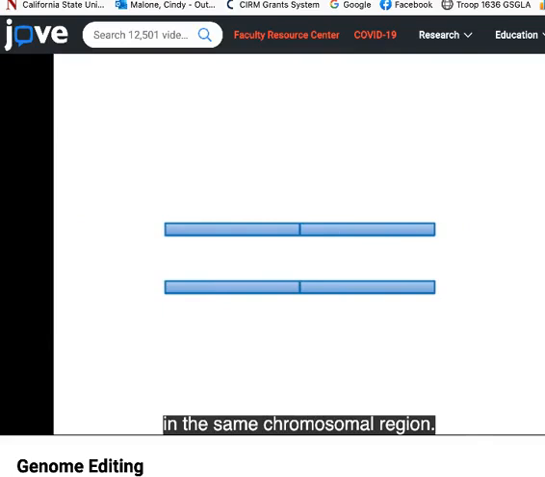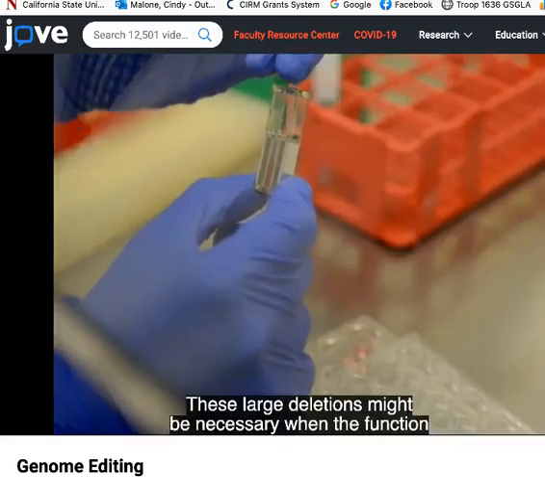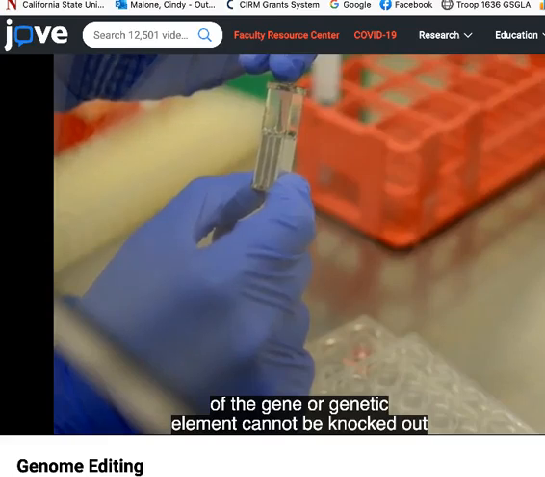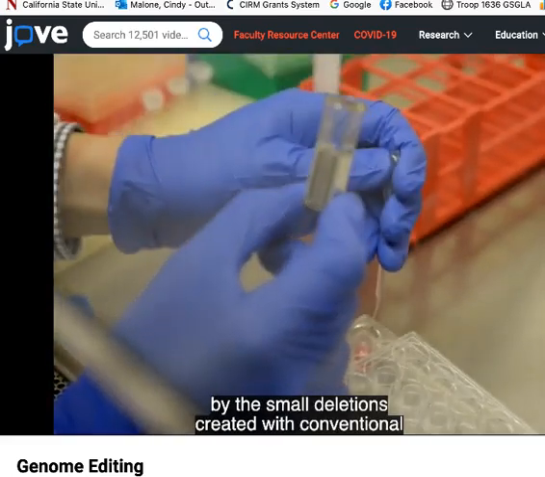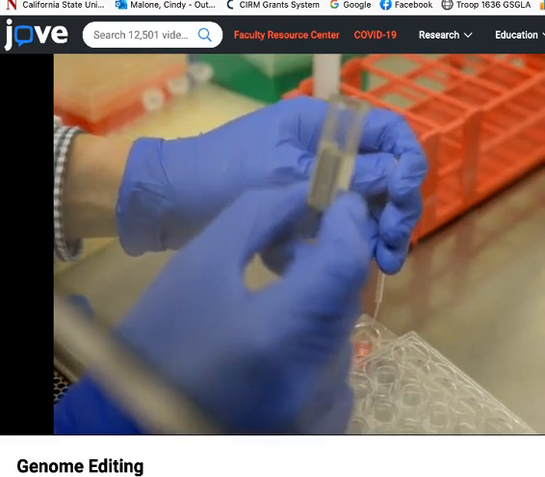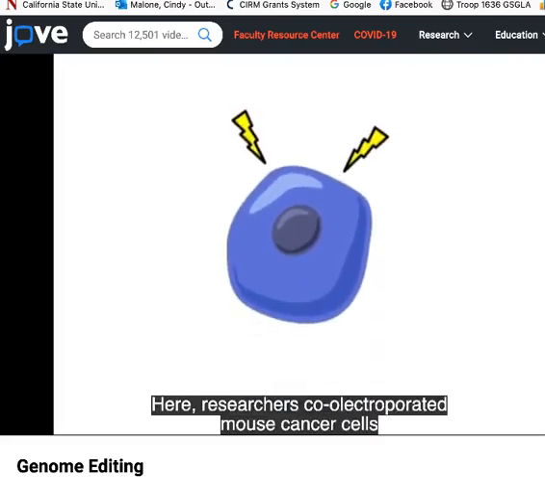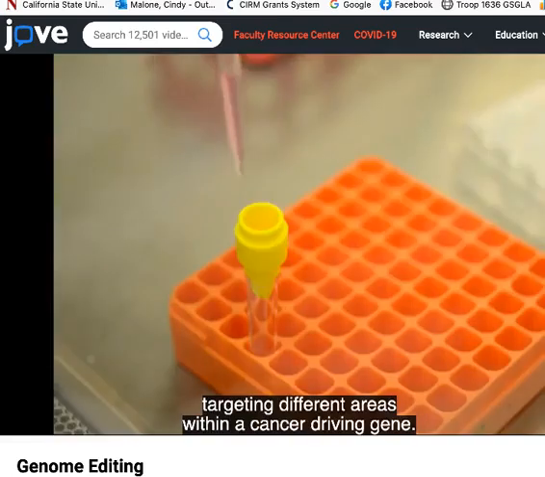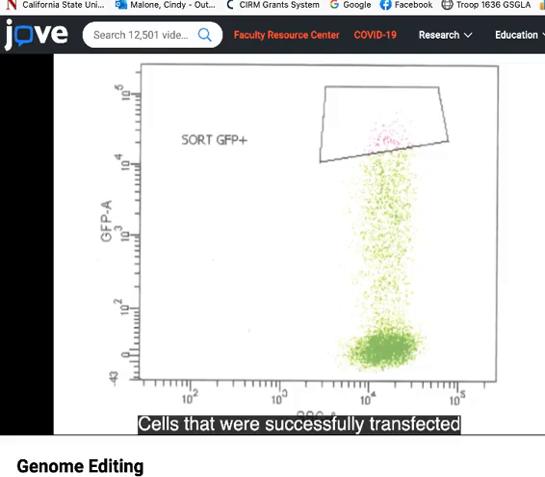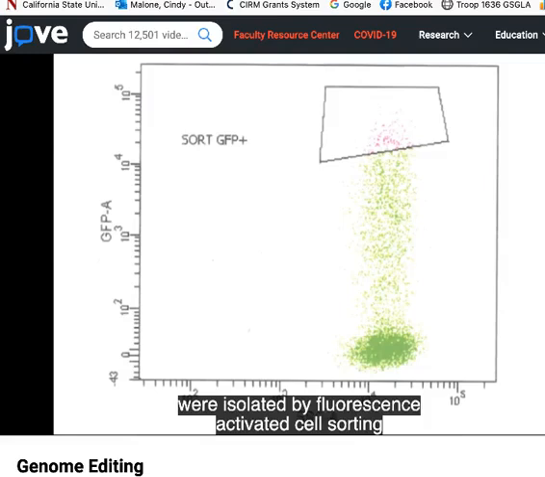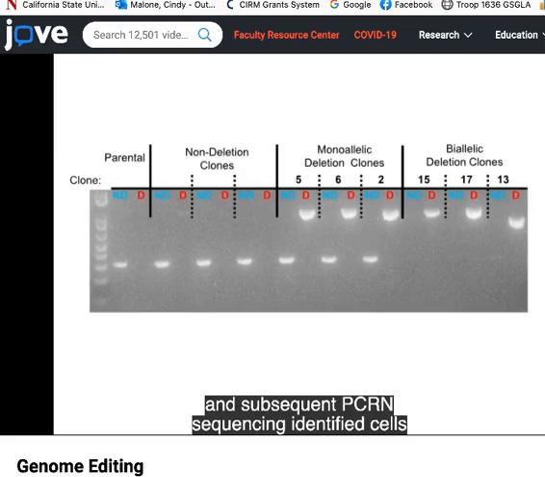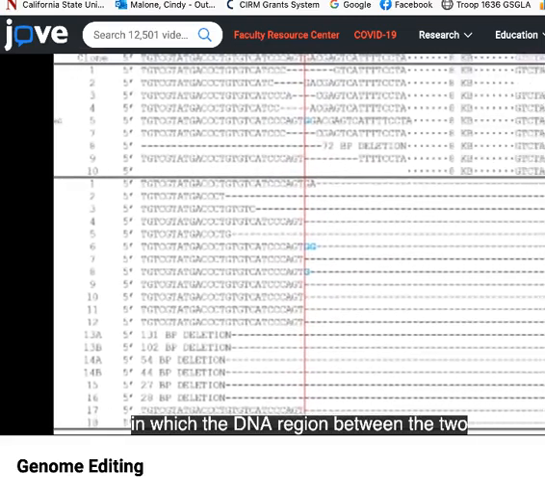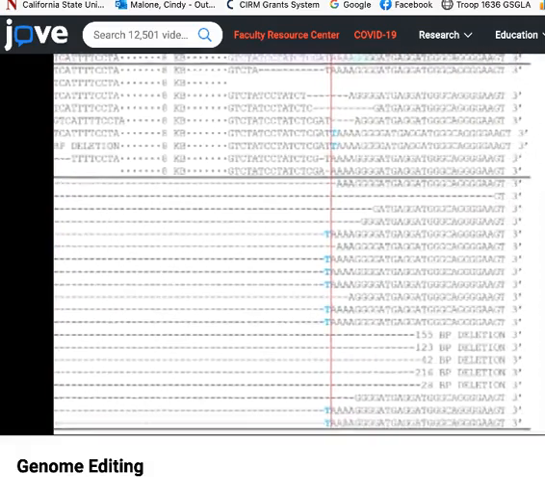Finally, genome editing can be used to create large genetic deletions by causing 2 double-strand breaks in the same chromosomal region. These large deletions might be necessary when the function of a gene or genetic element cannot be knocked out by the small deletions created with conventional genome editing protocols. Here, researchers co-electroporated mouse cancer cells with a GFP construct and 2 CRISPR constructs targeting different areas within a cancer-driving gene. Cells that were successfully transfected, which would thus emit GFP signal, were isolated by fluorescence-activated cell sorting, and subsequent PCR and sequencing identified cells in which the DNA region between the 2 CRISPR-targeted sites was deleted.